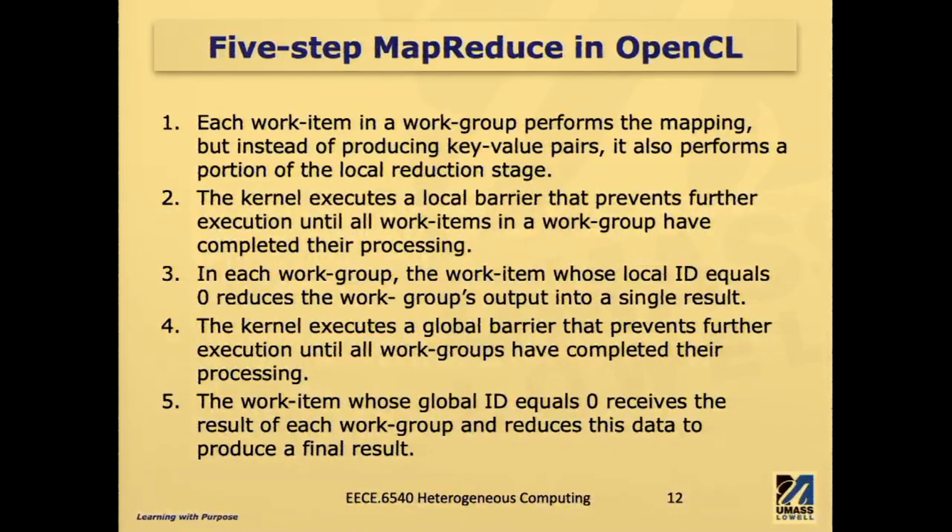The final step: the work item whose global ID equals 0 will receive the result from each work group and reduce the results into the final result.